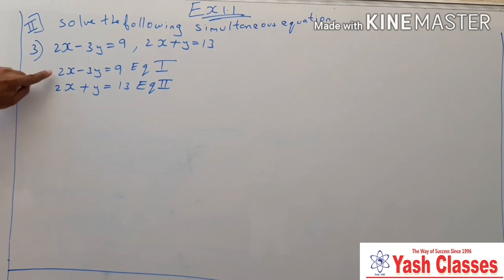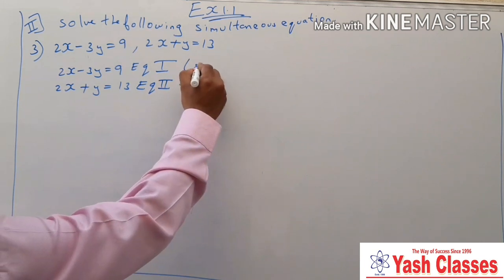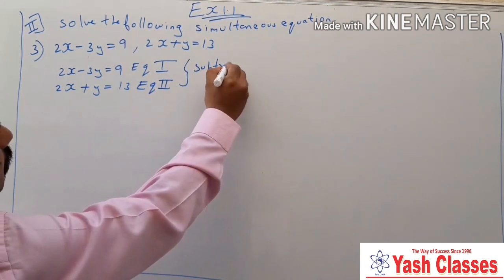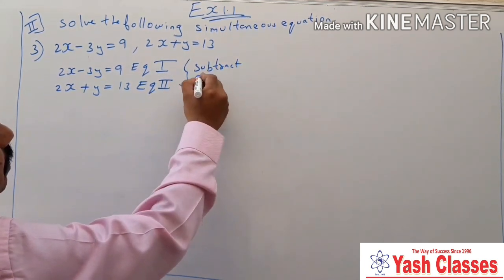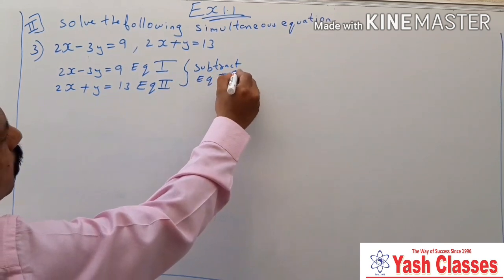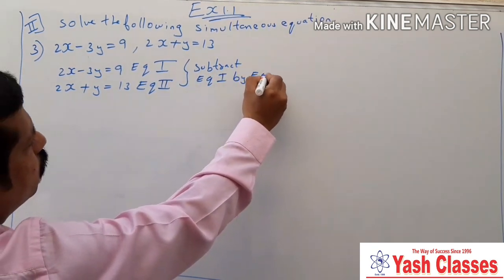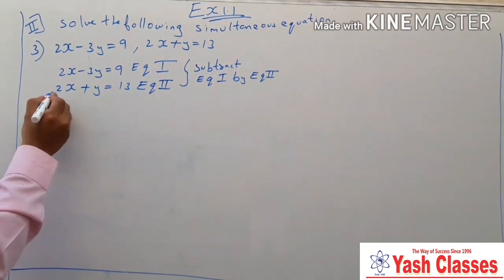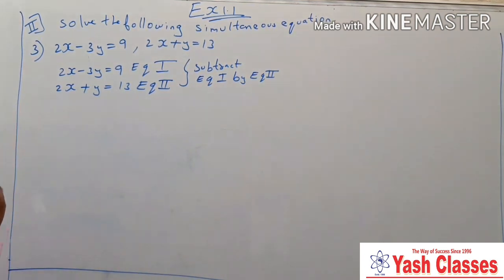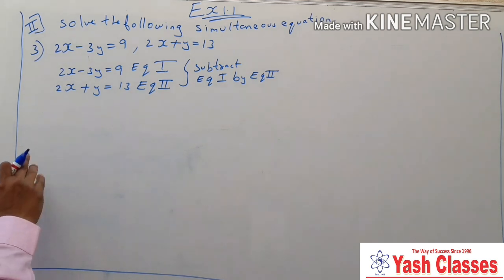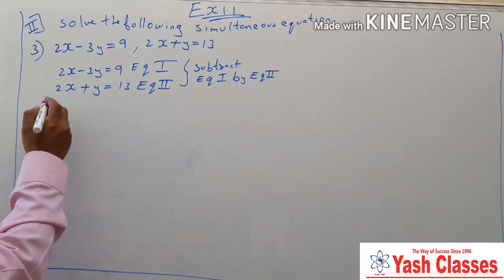First one in x. 2x and 2x both are same, but both are in addition sign. There is no sign means plus. This and this are in plus sign. So we have to here write a subtract. Subtract equation 1 by equation 2. Now you have to change the sign. In subtraction you have to change the sign, but in addition there is no need to change the sign.